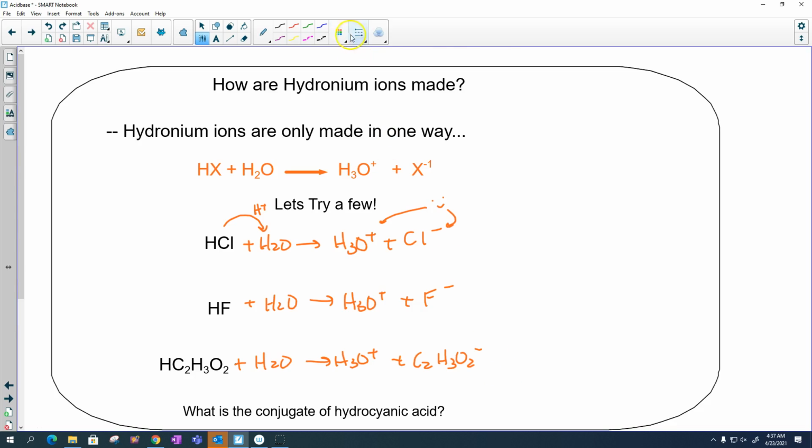Now, just a little side note for you. Let's remember that in this situation, who's actually acidic? This guy, and this guy, and this guy. Those are the ones that actually do the work.